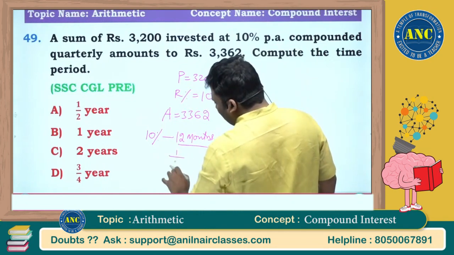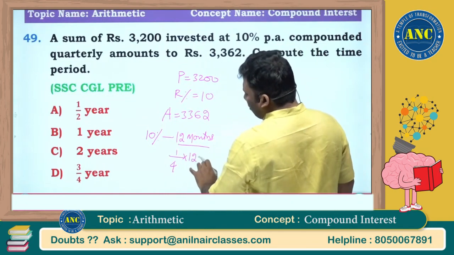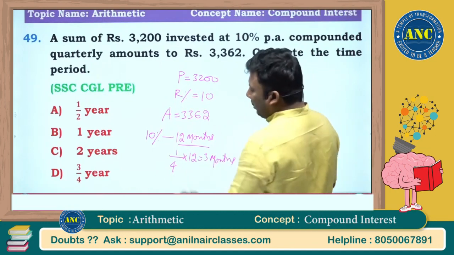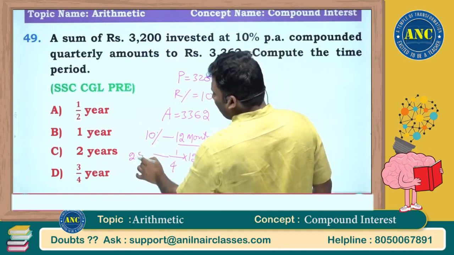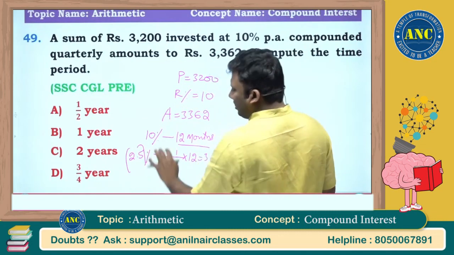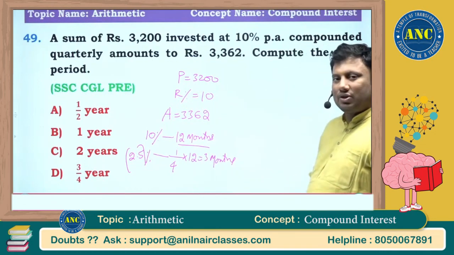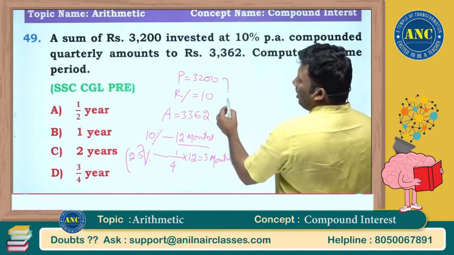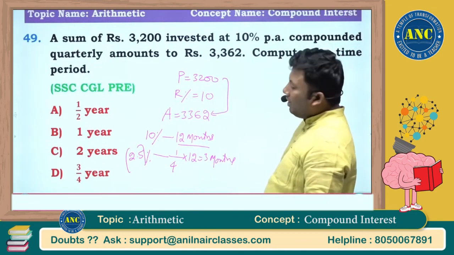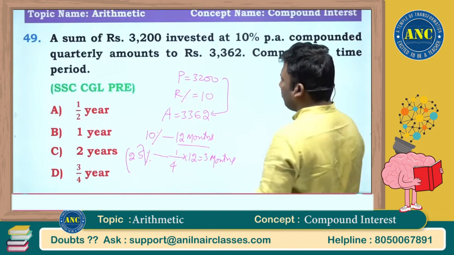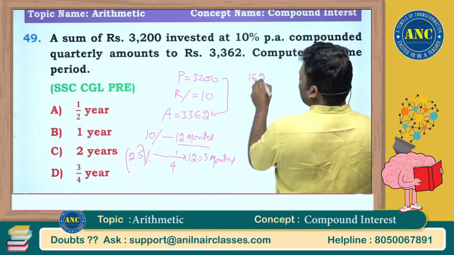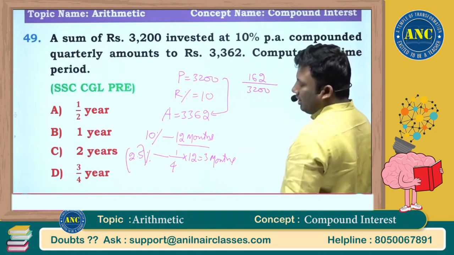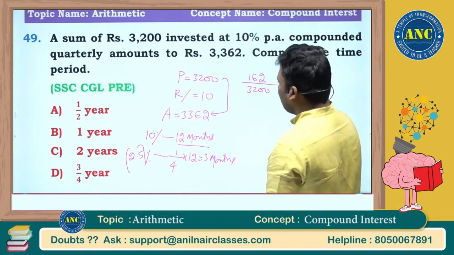Quarter is 1 part out of 4 parts. Into 12, which is 3 months. So it is 1 by 4. 10 divided by 4 is 2.5%. What is the increase? 3,200 became 3,362. That means there is an increase of 162 on 3,200.